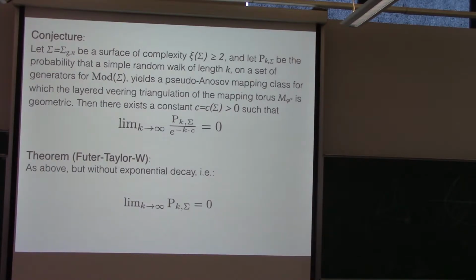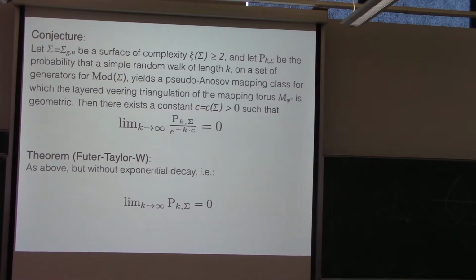For a surface with complexity greater than 2, obviously we don't want to count the punctured torus and the four-punctured sphere, because we know it's not true in that case. If p is the probability that a random walk of length k on a set of generators yields a geometric veering triangulation, then there exists some constant c so that this limit goes to 0. So that basically says this probability is decaying exponentially to 0. And so the theorem, which I'm going to show you an outline of the proof of, is that we get decay, but you can't say exponential. Can't prove exponential yet, but we do get decay to 0. So that's what I'm going to show you next.